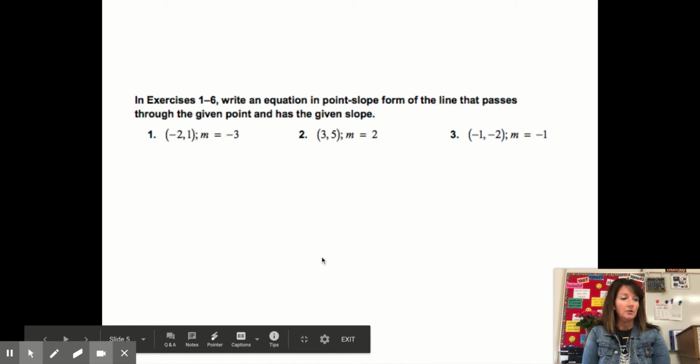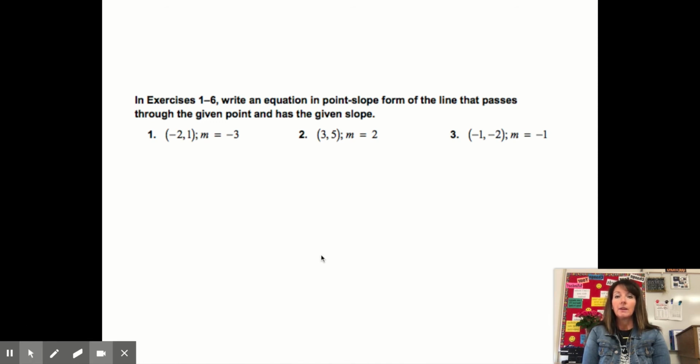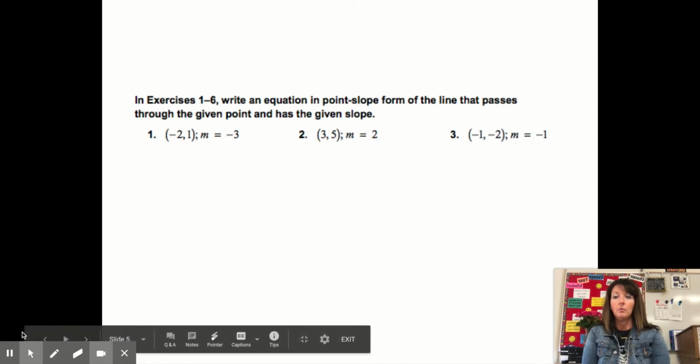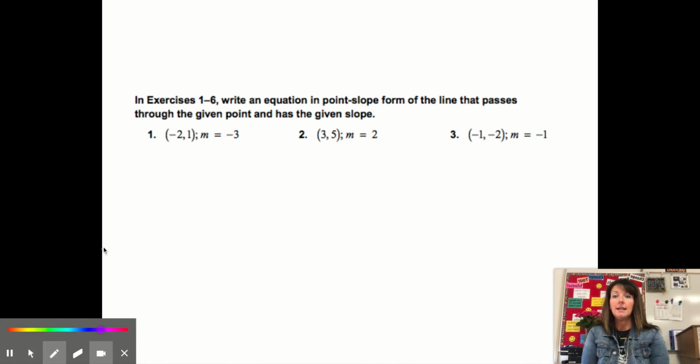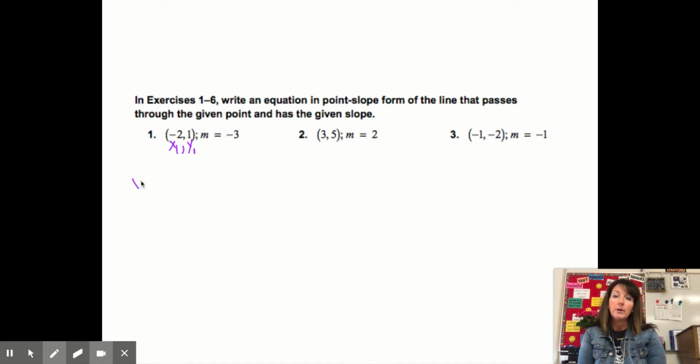So on page 104, you will see these examples, and we'll do 1, 2, and 3. And we'll take the point that they give us and the slope, and we will write the equation in point slope form. So remember, we're going to substitute this in for x1. This will be y1. So this is our point, and this is our slope. So our point slope form looks like this.